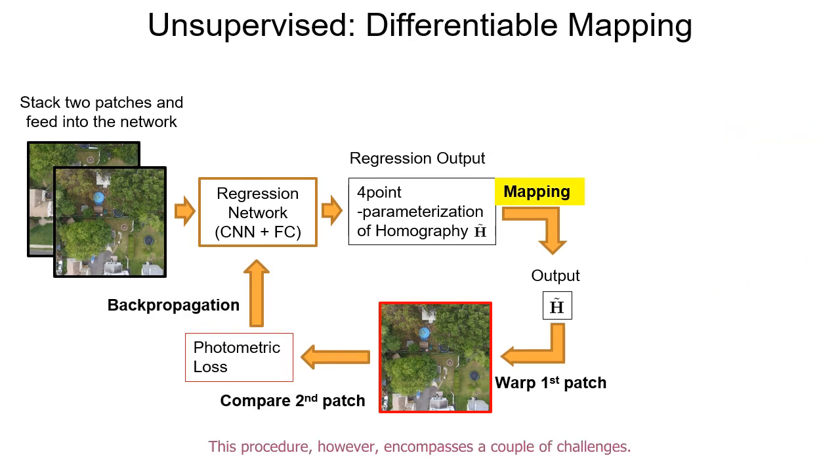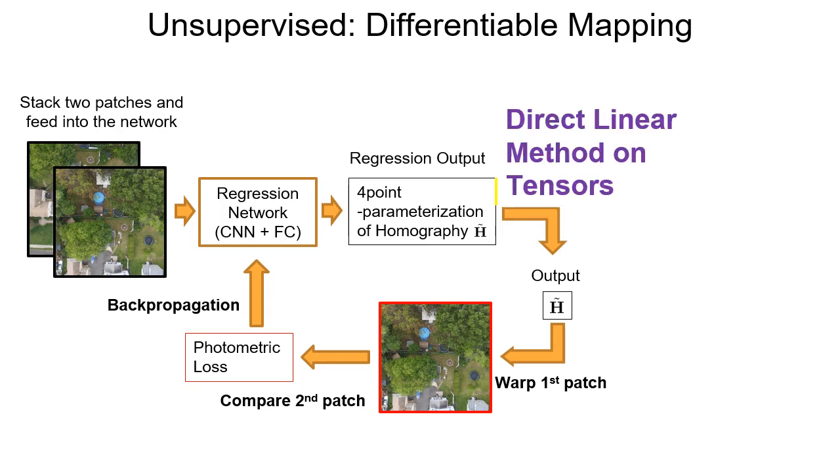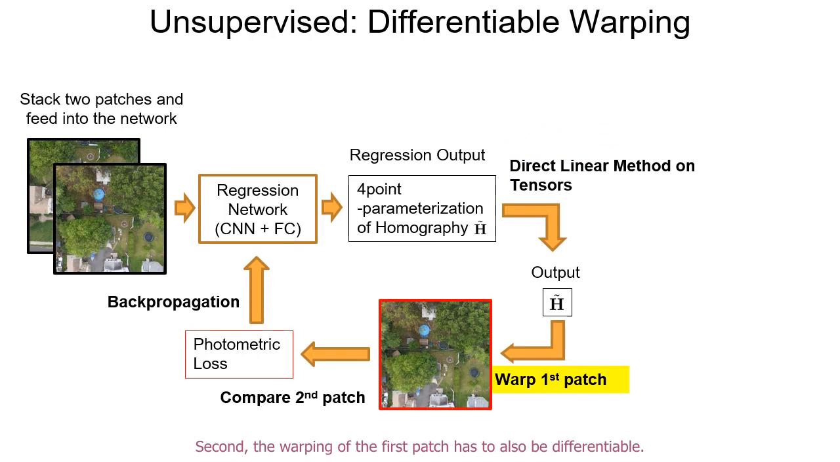This procedure, however, encompasses a couple of challenges. First, the mapping between the two homography representations has to be differentiable. To solve that, we use the direct linear method on tensors. Second, the warping of the first patch has to also be differentiable. To solve that, we make use of the spatial transformer layer.